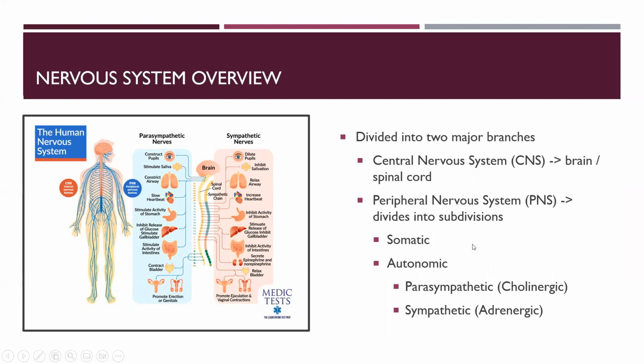You've got the somatic, which is basically our musculoskeletal system. So that's just like my arm can move back and forth. I'm consciously telling my body what to do. Then you've got the autonomic, which happens by itself. It automatically takes place. And with that subdivision, we've got two different subdivisions. You've got the parasympathetic, which is our cholinergic, and our sympathetic, which is our adrenergic.